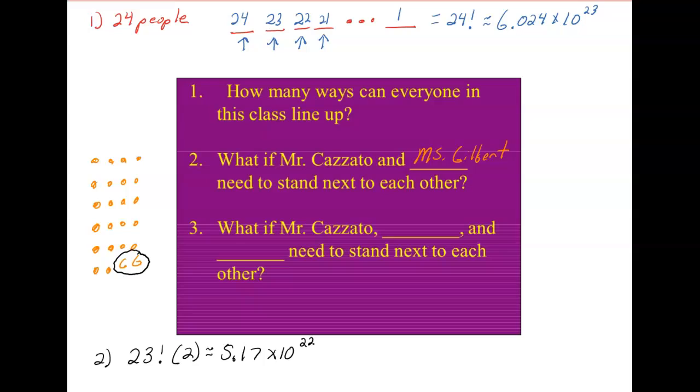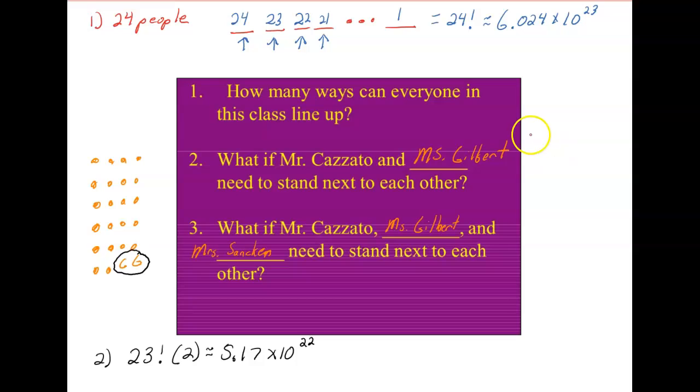Let's look at problem number 3. So for problem number 3, again, let's assume there are 24 people. And for this particular problem, let's assume that Miss Gilbert is in the room and Mrs. Sankin. So how many ways can all the people line up at the door, but the 3 teachers in the room must stand next to each other?